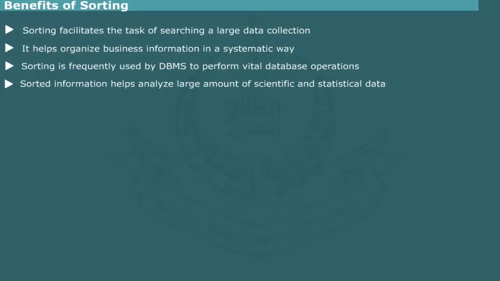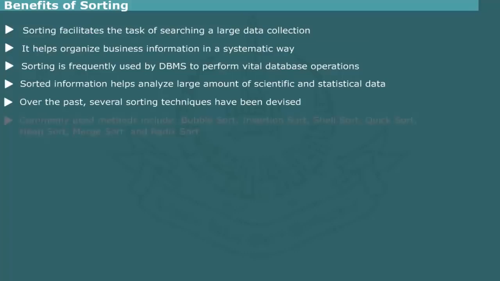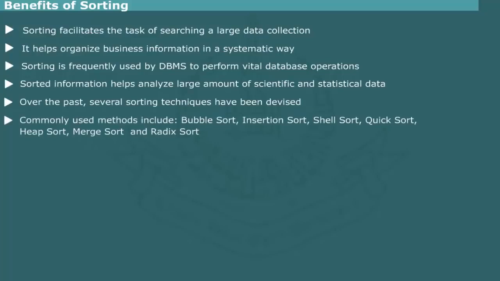As such, sorting algorithms have been a subject of intensive research ever since the emergence of computers. Over the past, several sorting techniques have been devised which range from simple but less efficient to most sophisticated and highly efficient. In this unit, we shall study commonly used and popular sorting methods which are known as bubble sort, insertion sort, shell sort, quick sort, heap sort, merge sort, and radix sort.